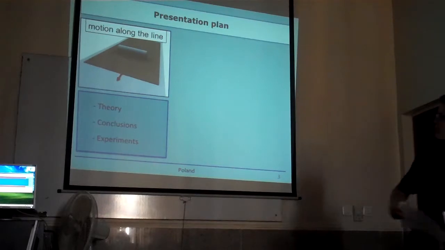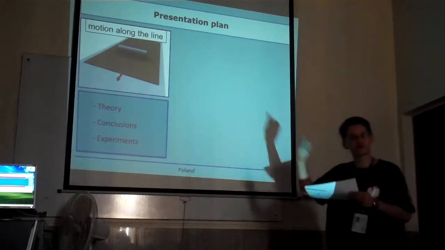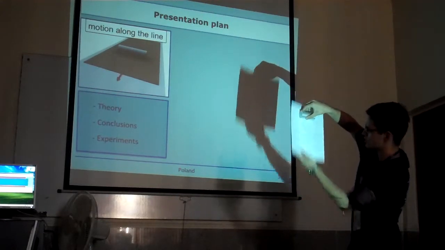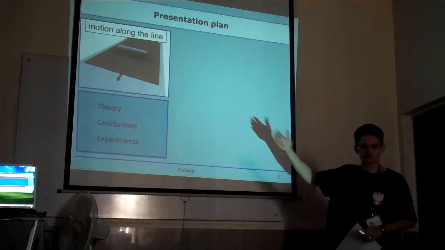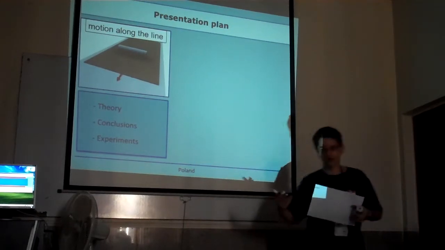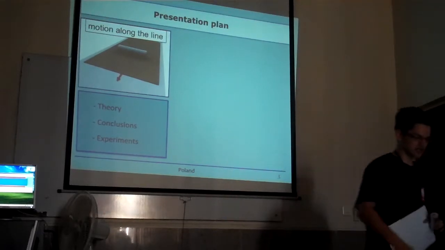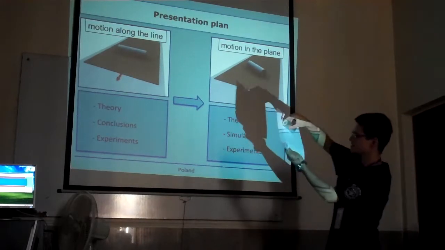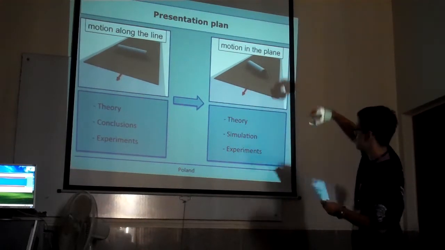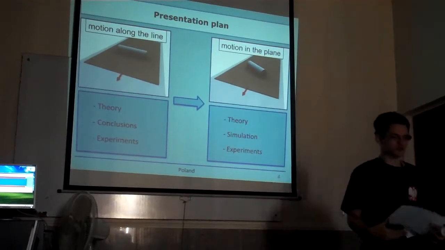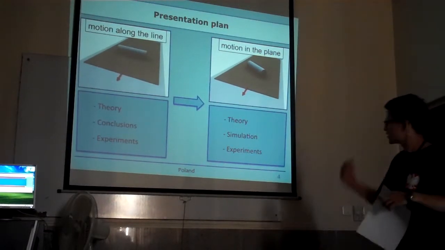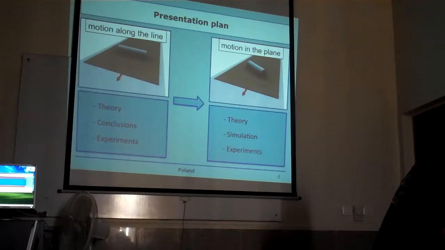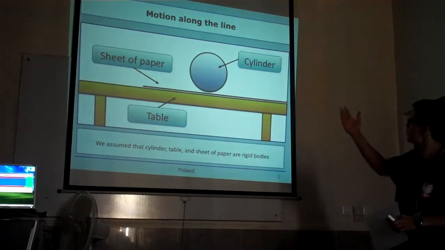During our presentation, we will at first focus on a cylinder that will be moving on a line. The cylinder will be placed this way and the paper will be put like this. At first we show our theory for this situation, we derive some conclusions and compare them with experimental results. Later on we move to the full model, when the cylinder is not placed like this, it is rotated and the paper is pulled this way. We present theory on the basis of which we build a simulation and we will compare the results from simulation with those from experiments. So at first I would like to talk about motion along the line.